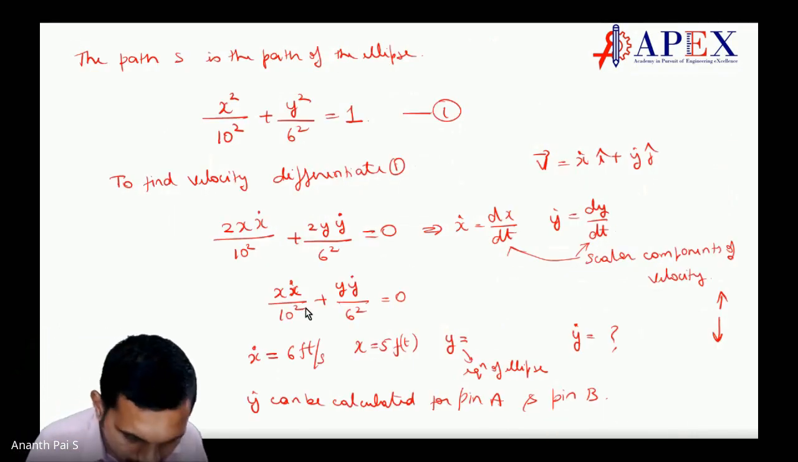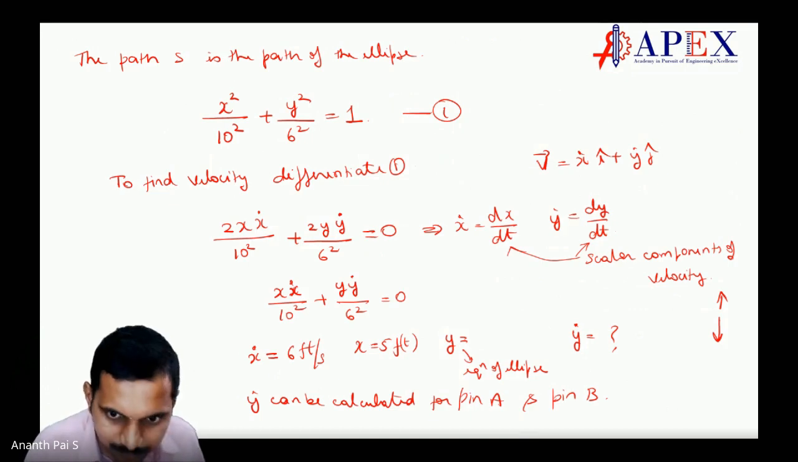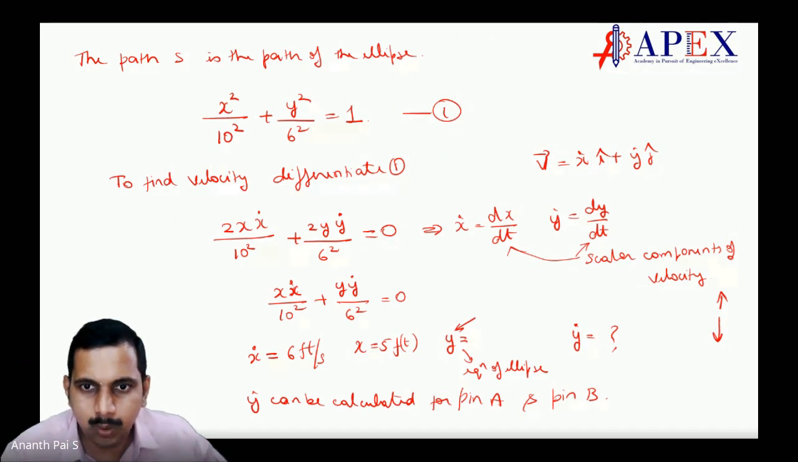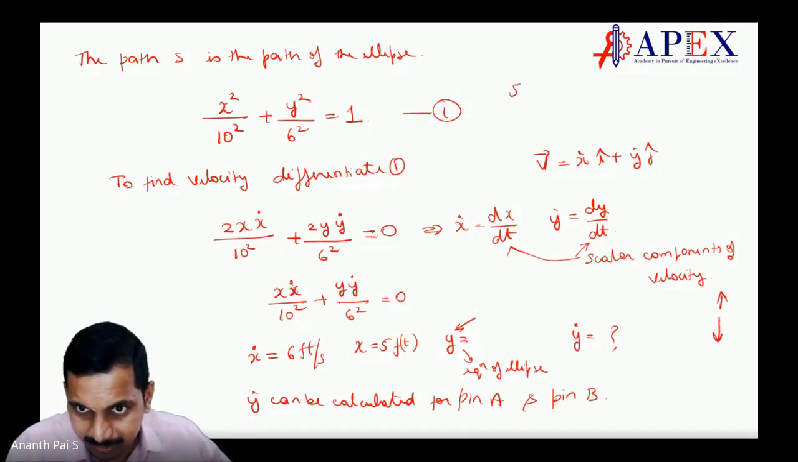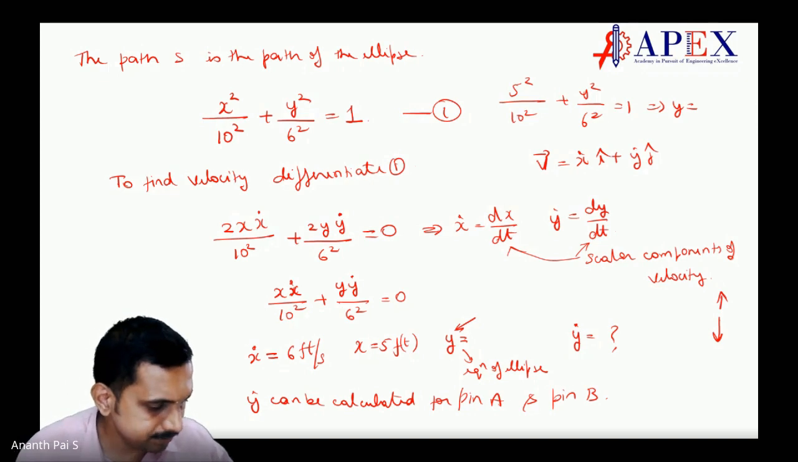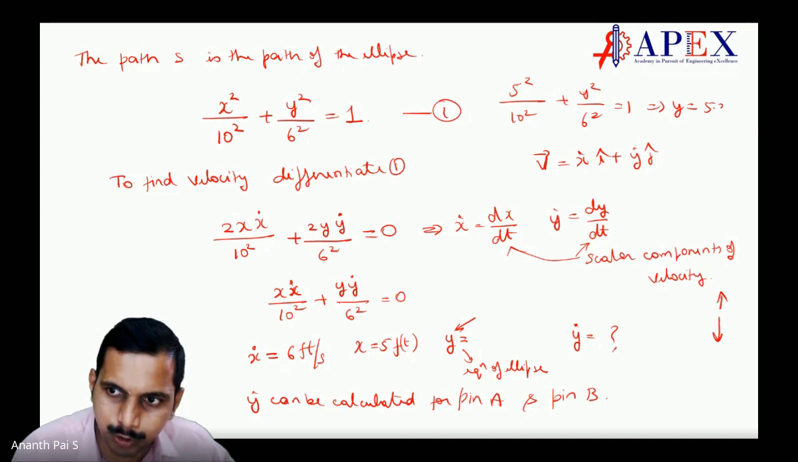Now tell me what is the answer. What is y? You have to find y through the equation of ellipse. How? You say x square is 5 square divided by 10 square plus y square by 6 square is equal to 1. Find out the value of y. Makes sense? Y comes as 5.2 feet.